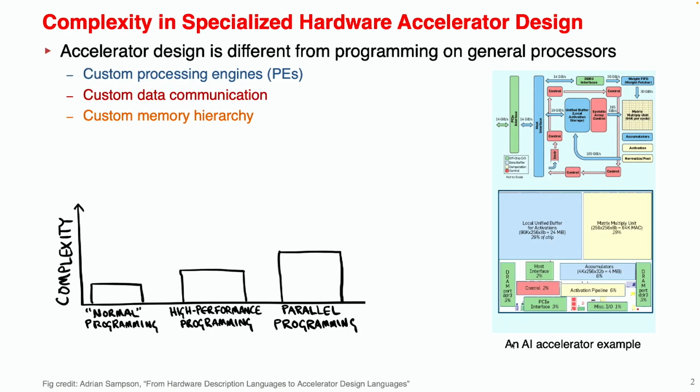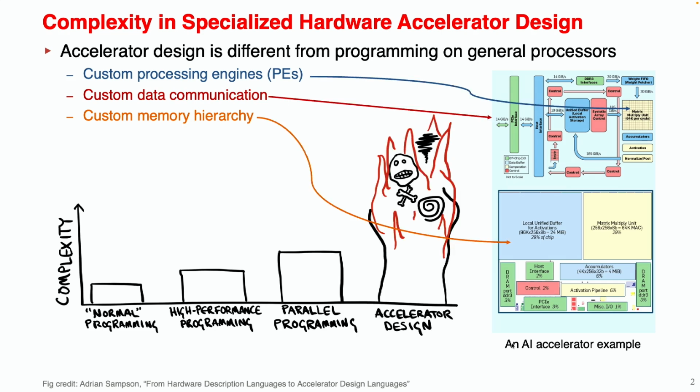The reason for this lies in the complexity of specialized accelerator design. To clarify, I mean hardware accelerators in my talk here, instead of the particle accelerators that are used in CERN. Designing a specialized accelerator is quite different from programming general processors like CPUs and GPUs. It requires manually handling custom kernels, custom memory hierarchy, and custom data communication, which is far more complicated than general programming.